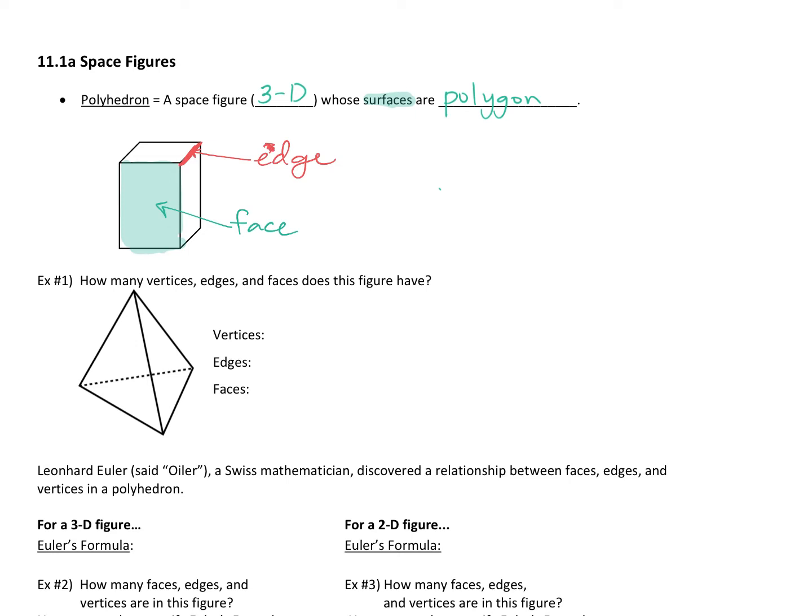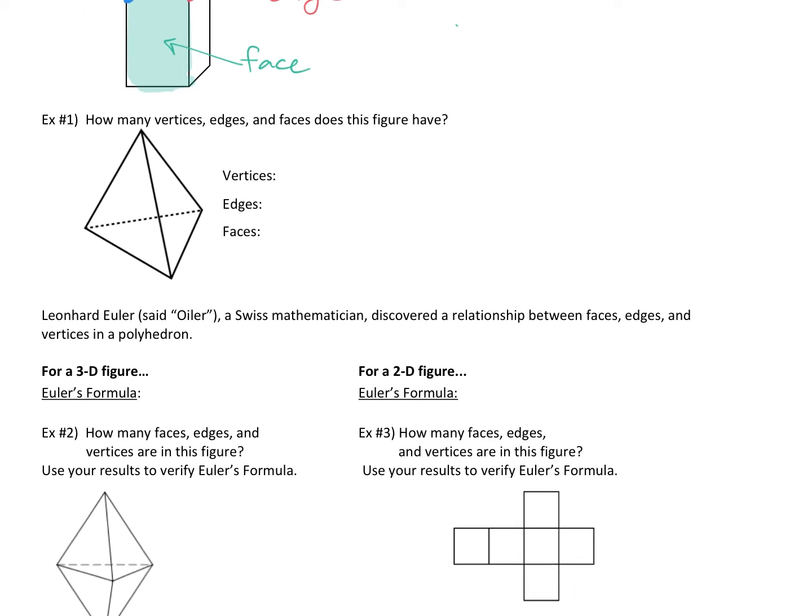And then the last thing that we're going to talk about on this figure is called a vertex, and that's where three or more of the lines come together. We've talked a lot about vertices in the past. We'll go singular here. Vertex, okay? So vertex, edge, and face are the three things we're going to focus on for a little chunk of this lesson. So if you look at example 1, it says how many vertices, edges, and faces does this figure have?